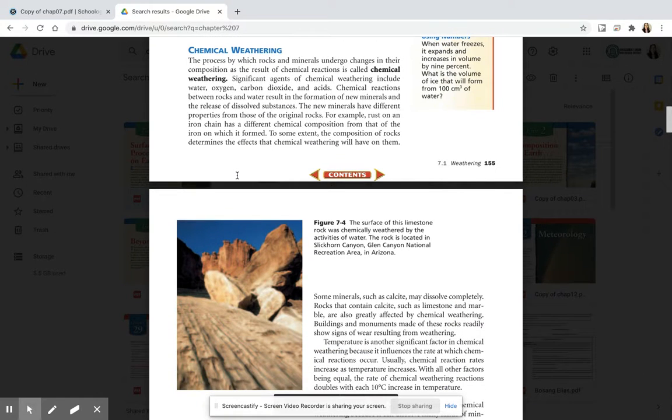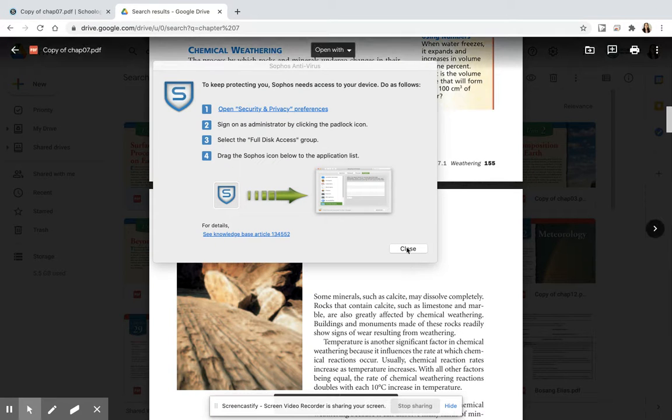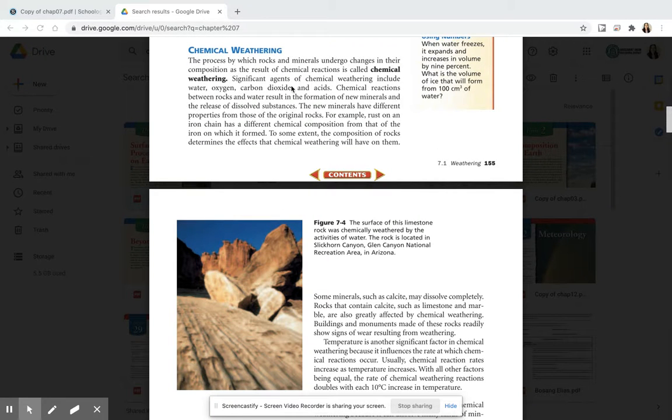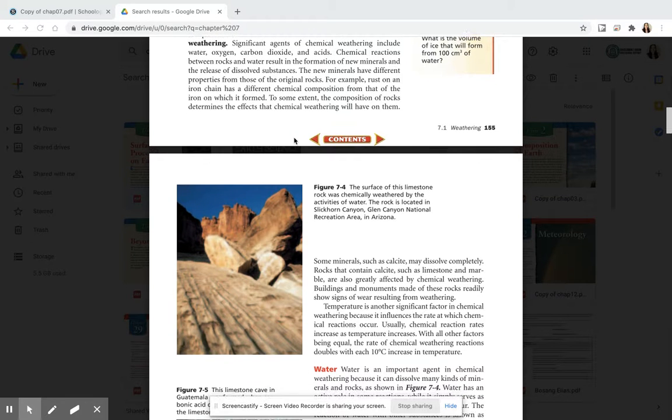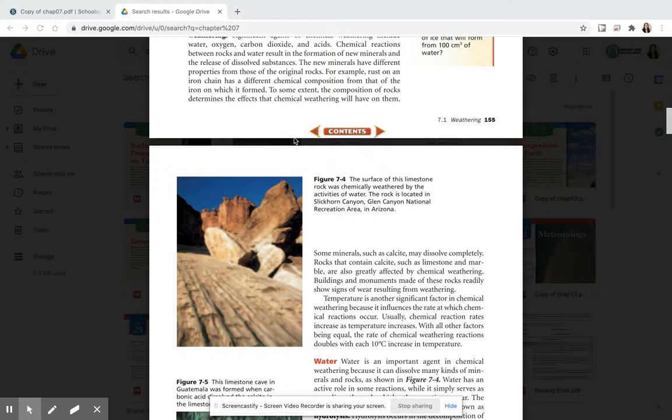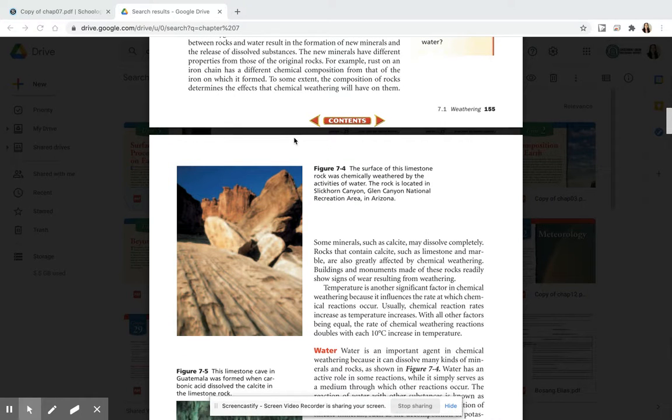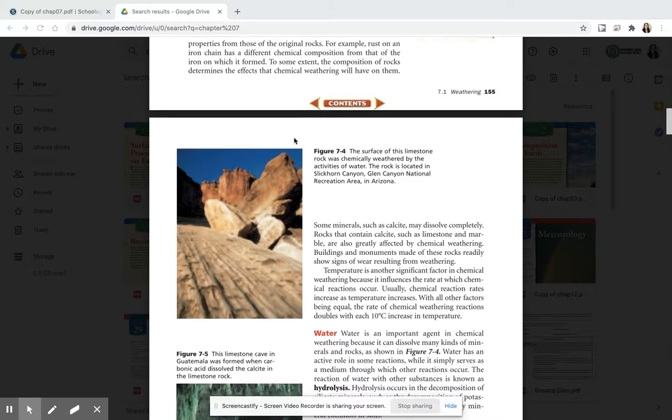Chemical weathering. The process by which rocks and minerals undergo changes in their composition as the result of chemical reactions is called chemical weathering. Significant agents of chemical weathering include water, oxygen, carbon dioxide, and acids. Chemical reactions between rocks and water result in the formation of new minerals and the release of dissolved substances. The new minerals have different properties from those of the original rocks. For example, rust on an iron chain has a different chemical composition from the iron on which it formed. To some extent, the composition of rocks determines the effects that chemical weathering will have on them.